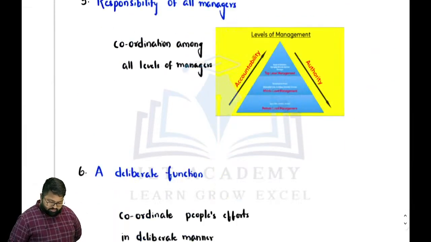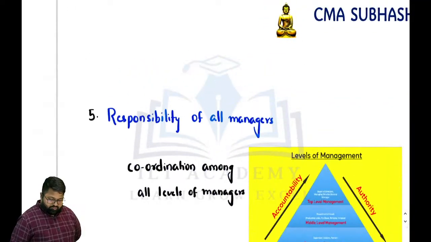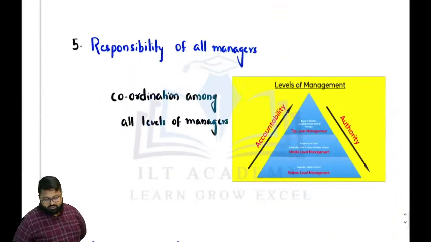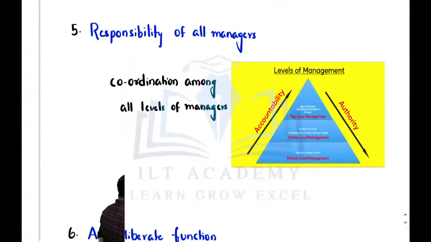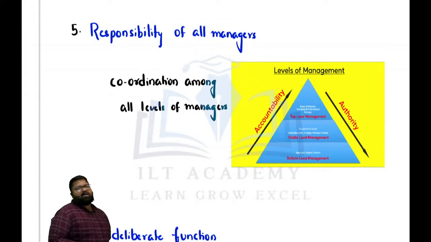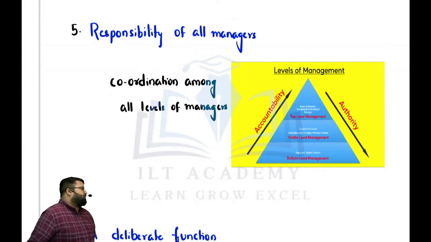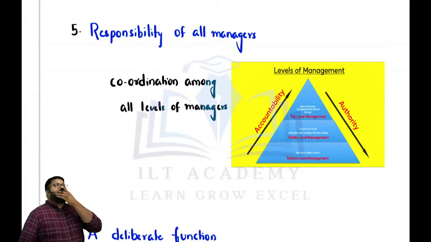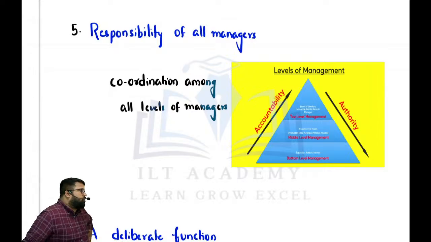Okay. Next. Done with the fourth point? The fourth point is done. Go to the fifth point. It is a repeating point: responsibility of all managers. So all levels of managers are required to have coordination among them.